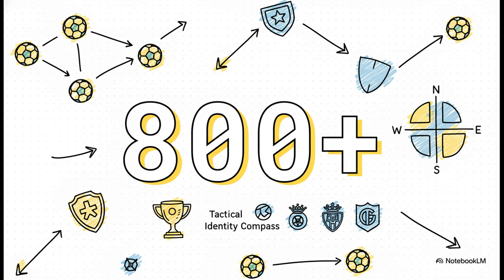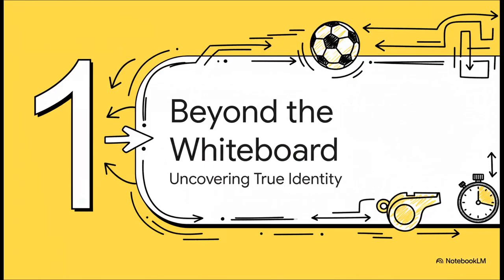And our guide on this journey is a pretty revolutionary new framework. It's called the Tactical Identity Compass. Now, this isn't just based on someone's opinion. It's built from a super deep analysis of over 800 matches from all across Europe's top 5 leagues. And what this thing reveals is absolutely crucial.